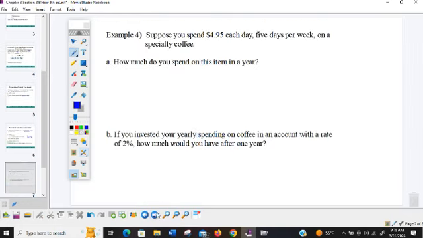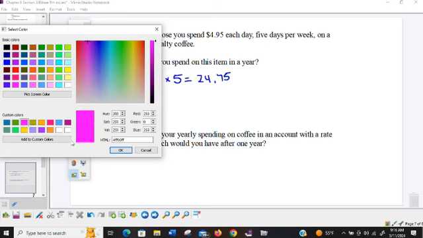Let's look at a couple more. This one says, suppose you spend $4.95 each day, 5 days a week on specialty coffee. First, they want to know how much you spend on this item. Well, first, let's do it by the week. So $4.95 times 5 days a week. When we multiply that out, we end up with $24.75 per week.